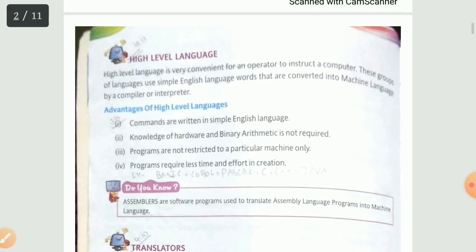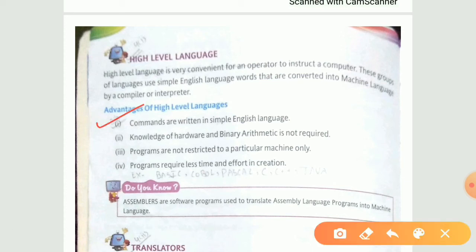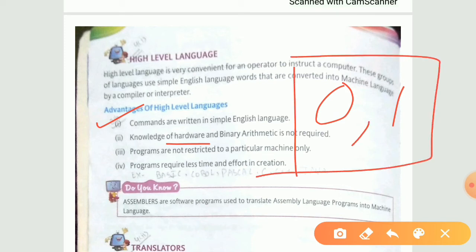Now see, as you know, we are writing English language words, so we understood what we are writing. Yes, see the first one: commands are written in simple English language. Knowledge of hardware and binary arithmetic is not required. What is the meaning of this one? Hardware, see, you need not understand the compatibility of your hardware, that you are going to use these combinations. I told you about the combinations of zeros and ones. So the second point is somehow the same, that you do not have to remember the different combinations of zeros and ones. Okay, only you write simple English language words.